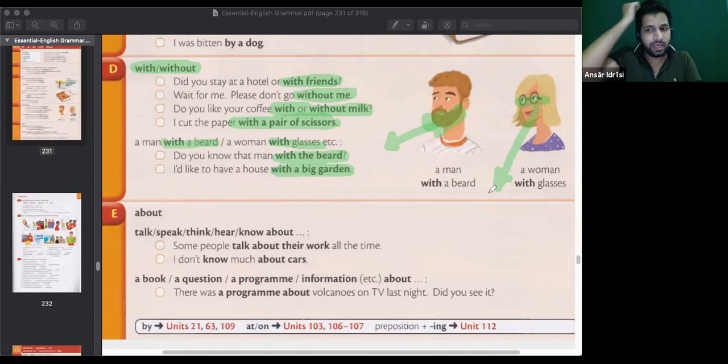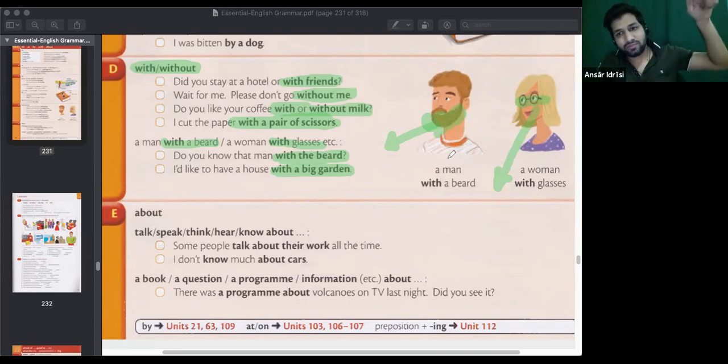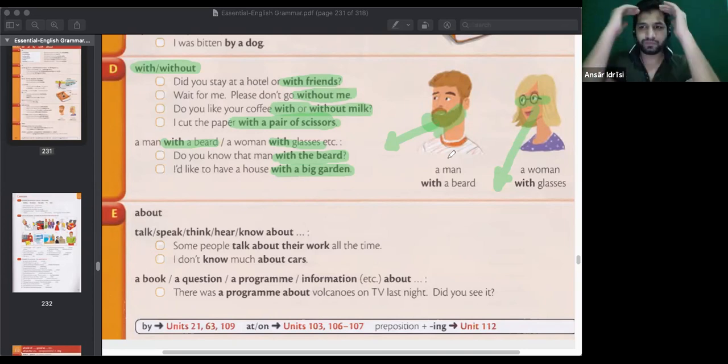Getting it? Boy with red t-shirt, girl with long hair. Please give this satchel to the girl with the long hair. Okay? Can you please give me some sentences with or without?